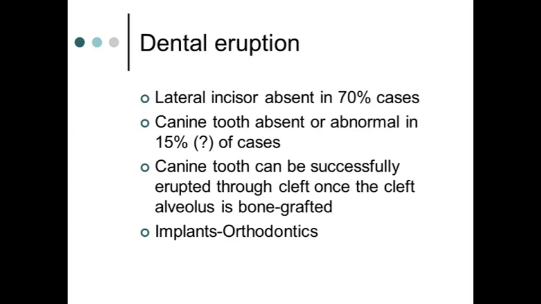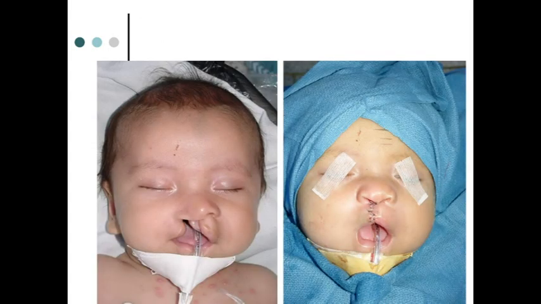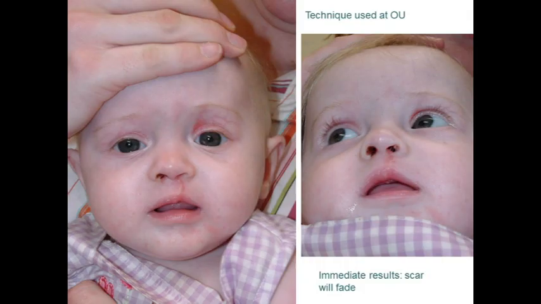The lateral incisor is absent in 70%, the canine tooth is absent or abnormal in 15%. The canine tooth can be successfully erupted through the cleft. The cleft alveolus is bone grafted, implants and orthodontics are needed. The maxilla and the mandible: there is a higher prevalence of class 3 occlusion, maxillary retrognathia. The maxilla is underdeveloped. Growth restriction is highly correlated with surgical techniques and can be corrected by maxillary advancement.